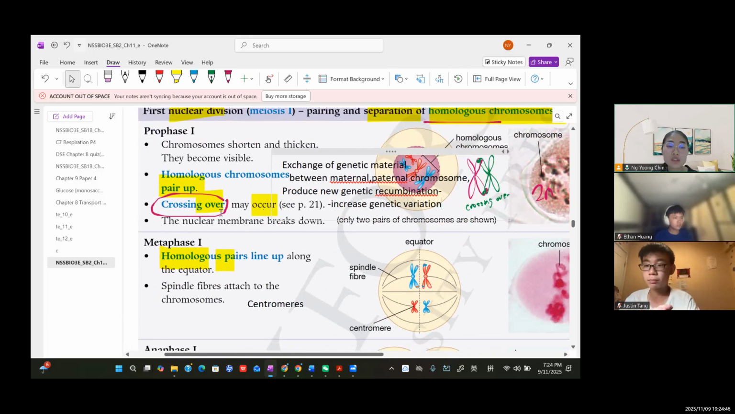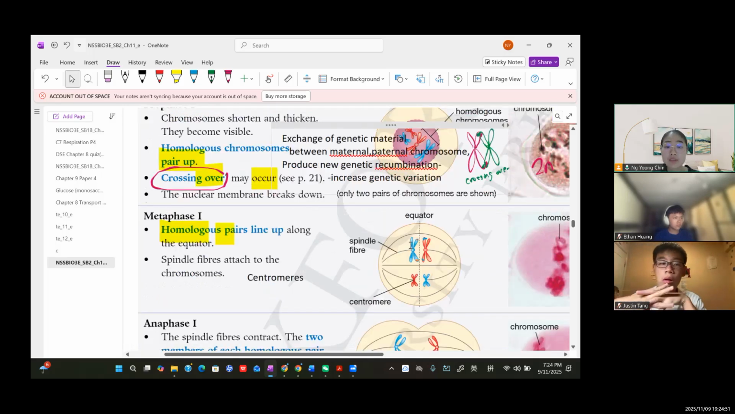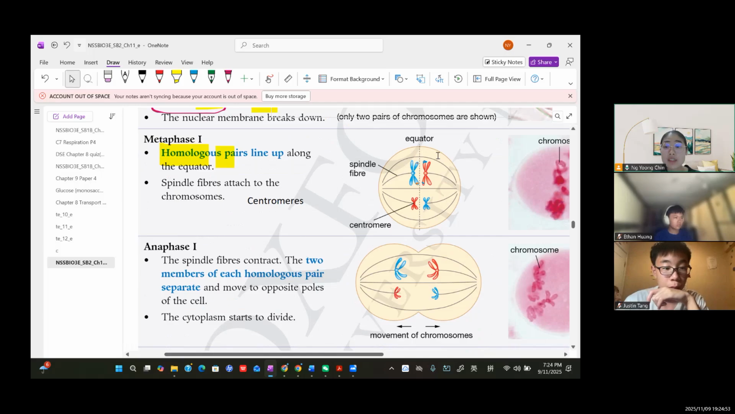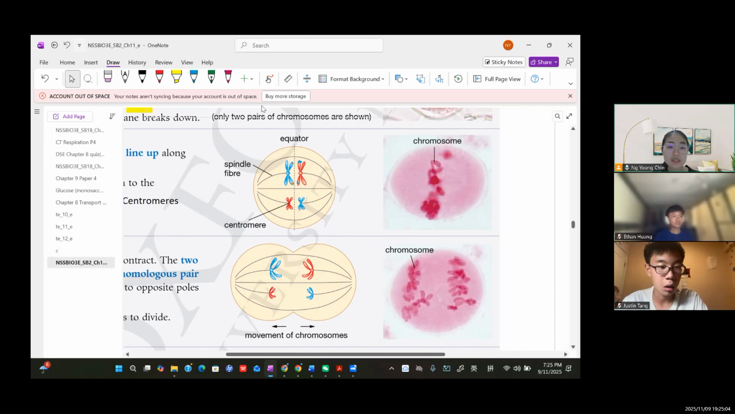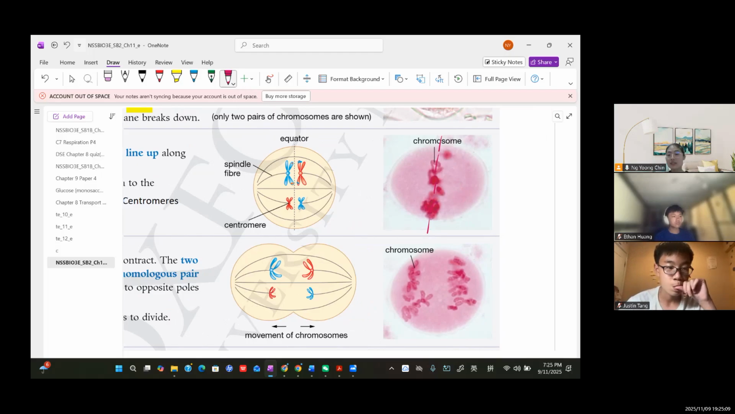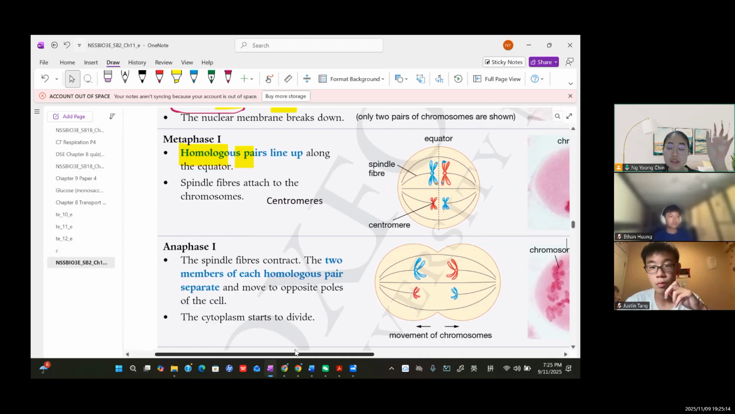So after they do the crossing over, which is in prophase 1, they will align themselves along the equator. So you can see, this is the equator. Equator means that the chromosomes align themselves in the middle, we call it the middle phase, right? So you can see a straight line, just something like this. So this is called metaphase, where the chromosomes align at the middle line, with the spindle fibers attached to the chromosomes.